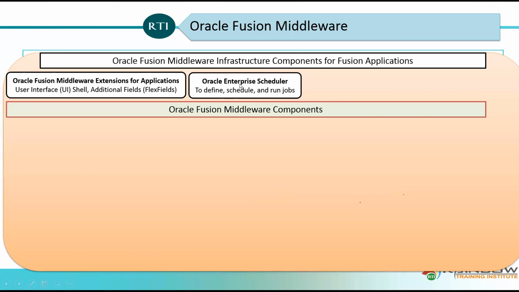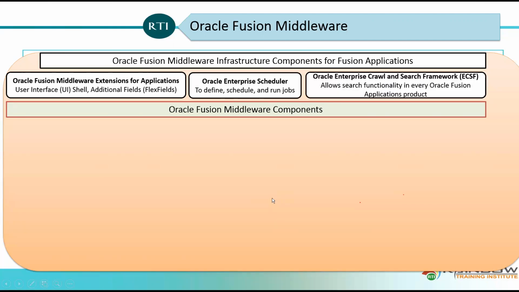This is also a part of the middleware components for Fusion applications specifically. Enterprise Scheduler is the same as a concurrent program. If anyone has an Oracle EBS background, it is the same as the concurrent manager.